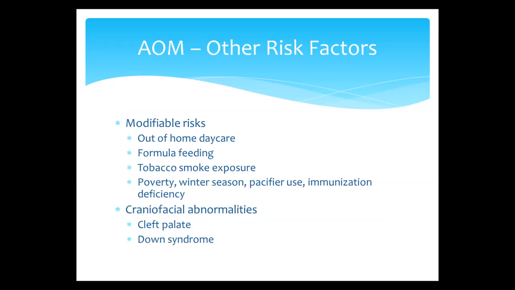There are some modifiable risks, so things that may put you at risk that you can take care of. If you have out-of-home daycare, you're exposed to more germs. If you're being fed formula, because the baby's head may not be held at the correct angle, which is the angle of where the baby would eat from the breast. Any tobacco smoke exposure, because the eustachian tube will get irritated as well as the nasal mucosa.